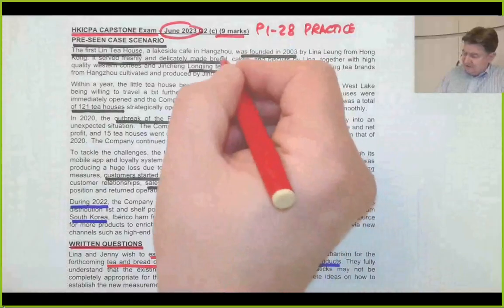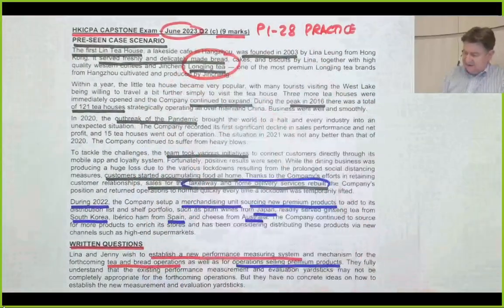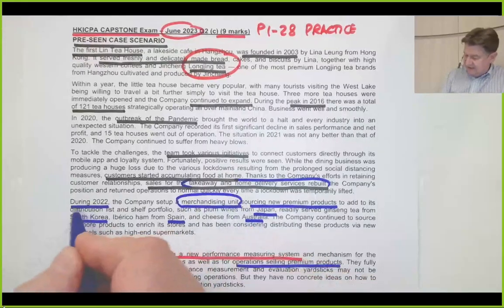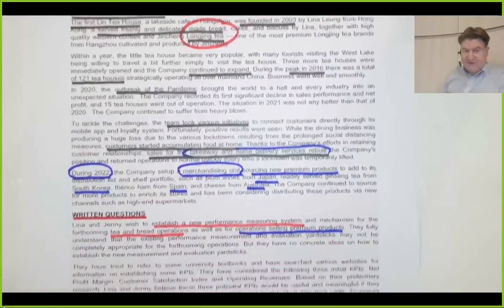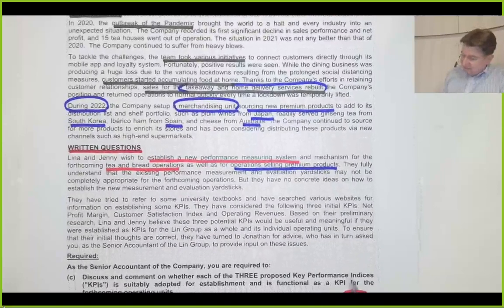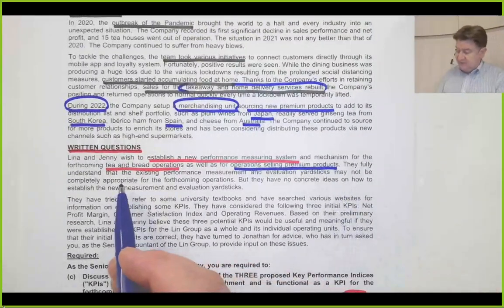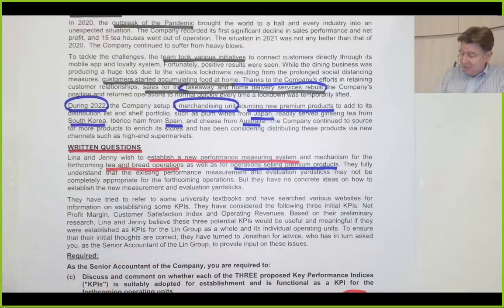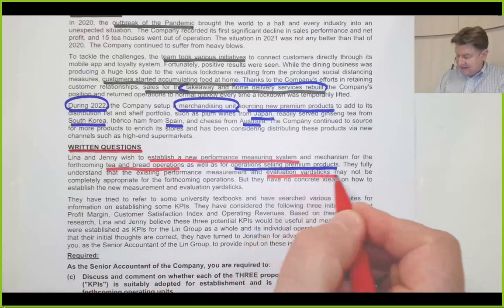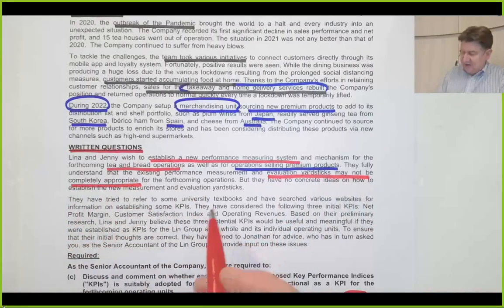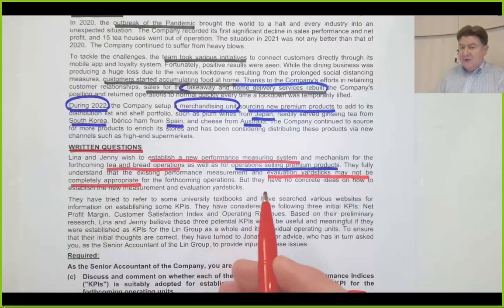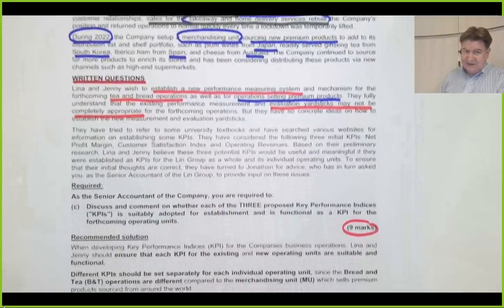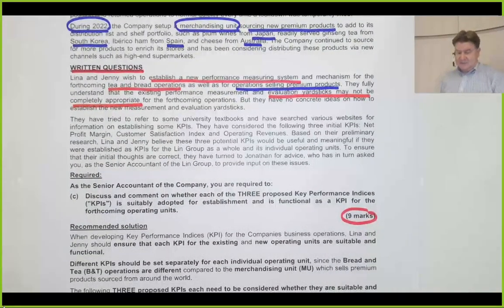We saw that the company make and serve bread and tea. And then we saw, look, there was this merchandising unit just here. So this was quite new. This is during 2022. It says they fully understand that existing performance measurement and evaluation yardsticks may not be completely appropriate. And that's what this question is about. They're not 100% appropriate for the forthcoming operations, but they have no concrete ideas how to establish a new measurement and evaluation yardstick. So let's go straight down now to our requirement.